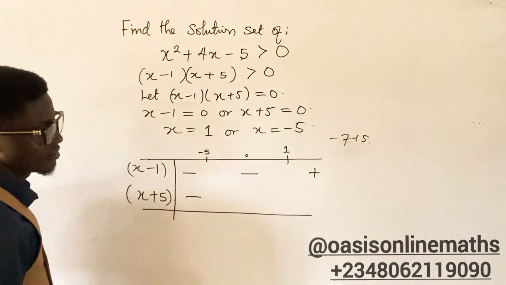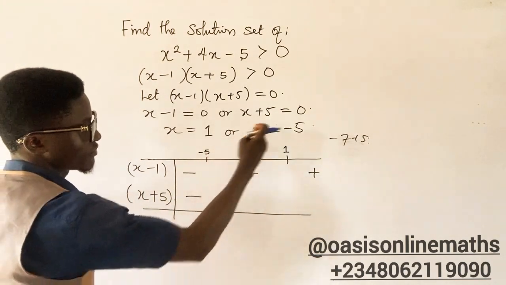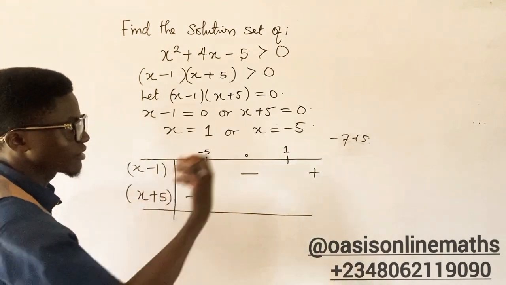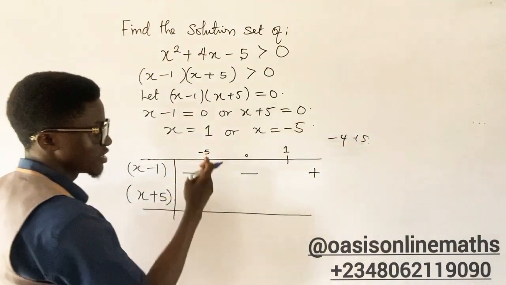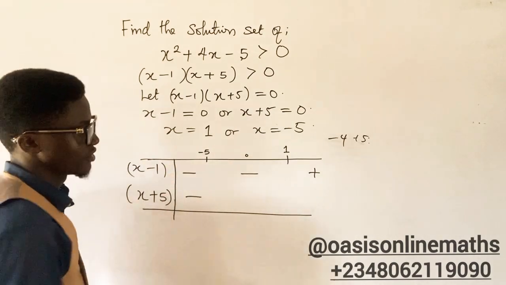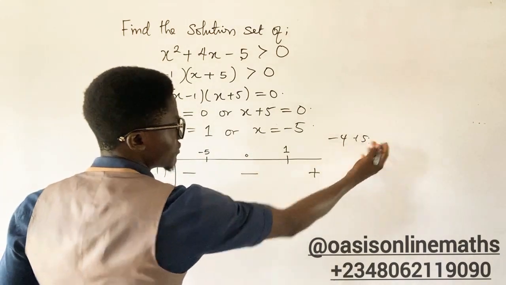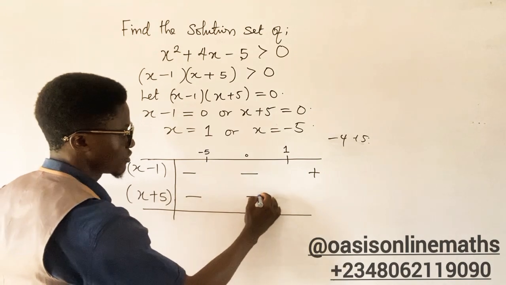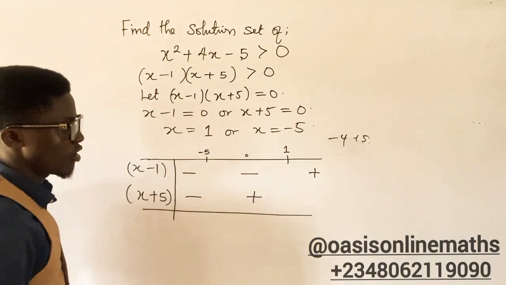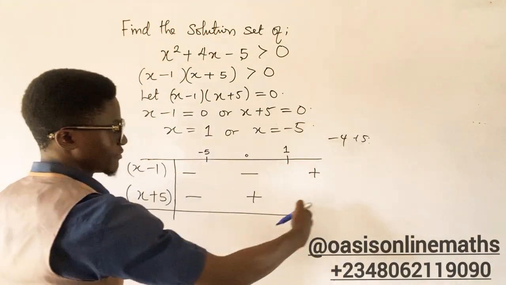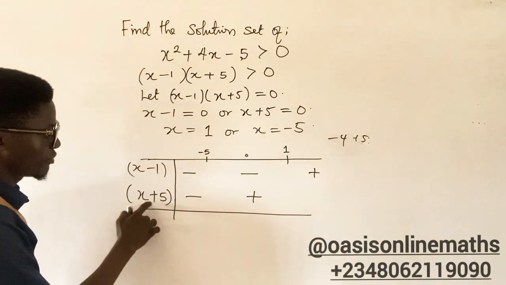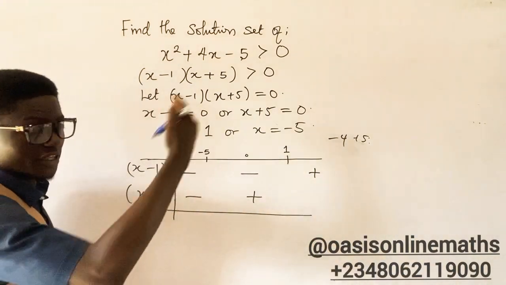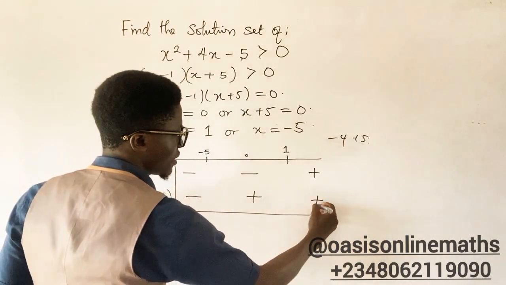Then let's pick between minus 5 and 1. You can pick any value. You can pick, let's say, -4. -4 is bigger than -5, right? So -4 plus 5, we shall have +1. So we put a positive value there. Also, for values above 1, we have 3, 4, 5, 6. If you put 3 here, that is 3 plus 5, we shall have 8. So that will be positive as well.